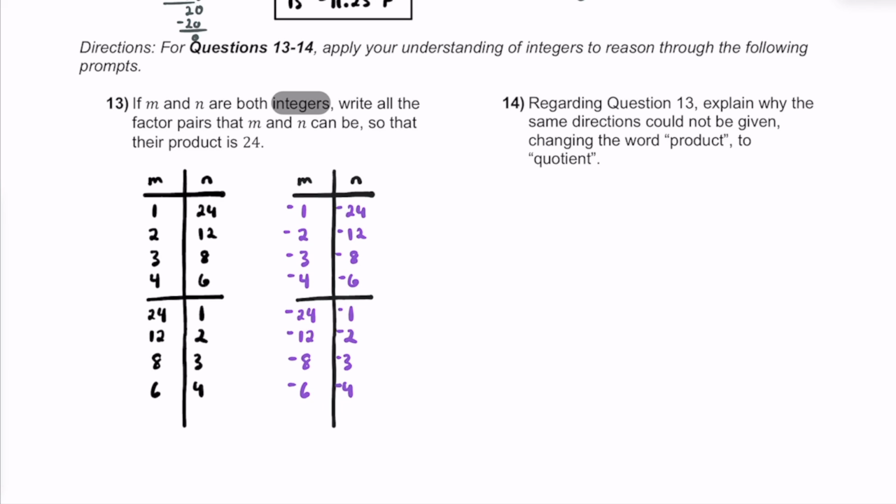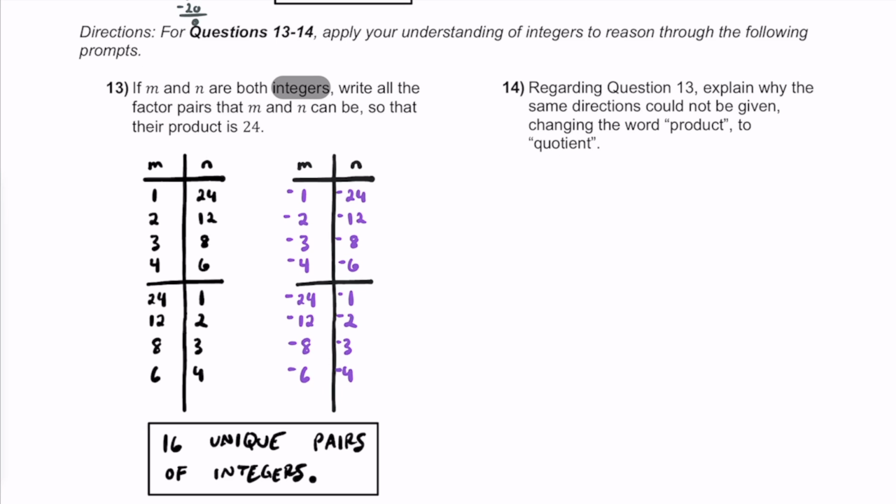So if you're wondering how many factor pairs there are for m and n that make the product of 24, we have 1, 2, 3, 4, 5, 6, 7, 8, and it looks like we have 8 more over here as well. So as long as we're staying in the world of integers here, we can say that we would have 16 unique pairs of integers that would have the product of positive 24.